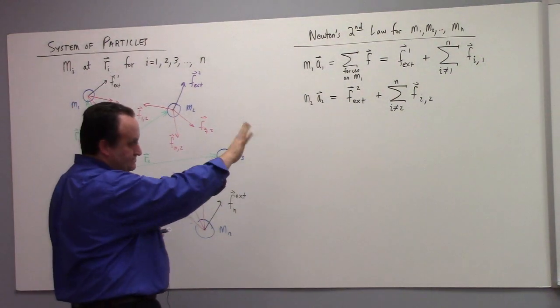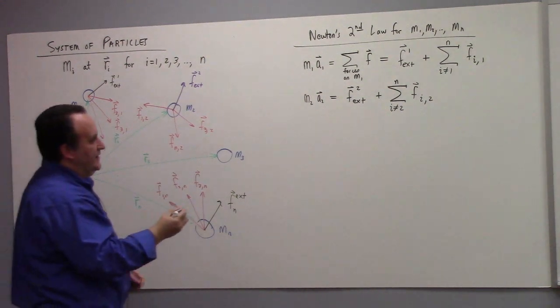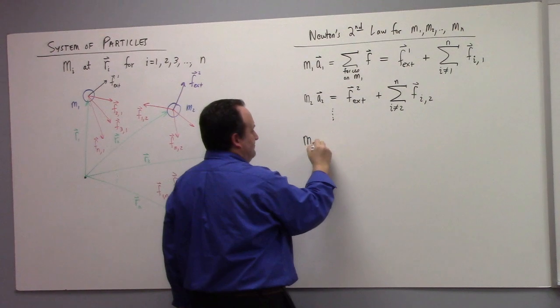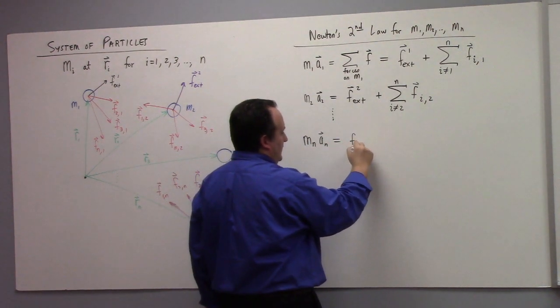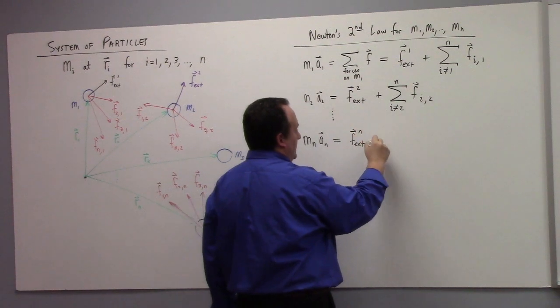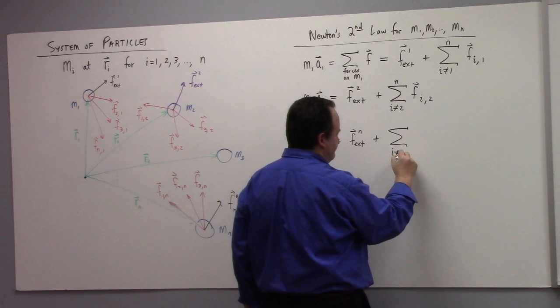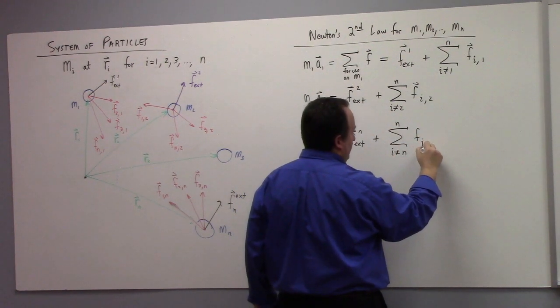Okay, so moving on here. We can keep doing this, right, for each one of the masses. And so if you don't mind, I'm just going to skip ahead to Mn An is equal to the external force on the nth one plus the sum over i not equal to n of f i comma n.